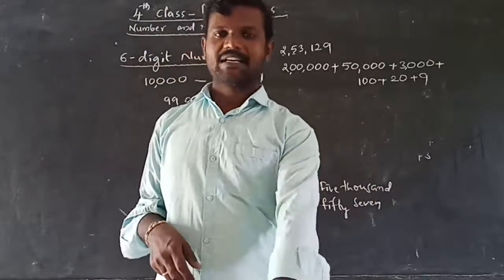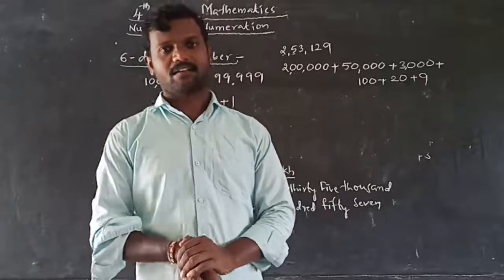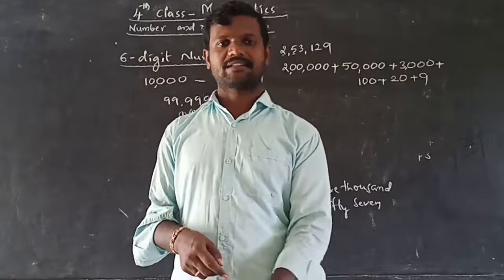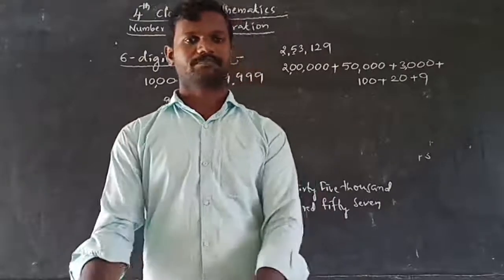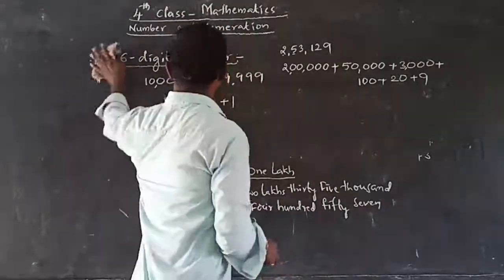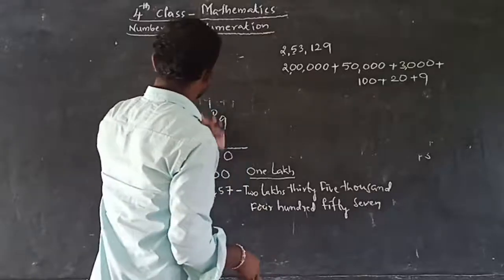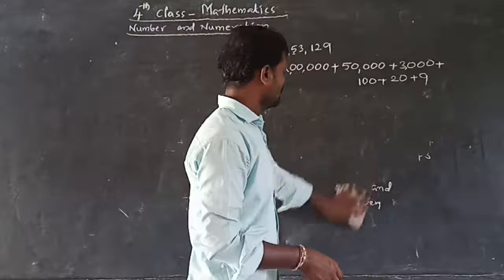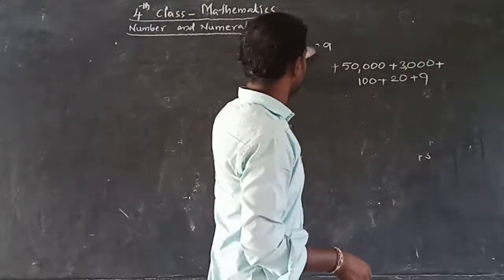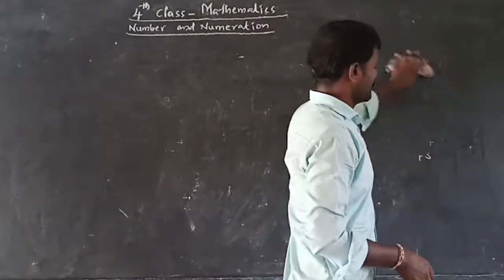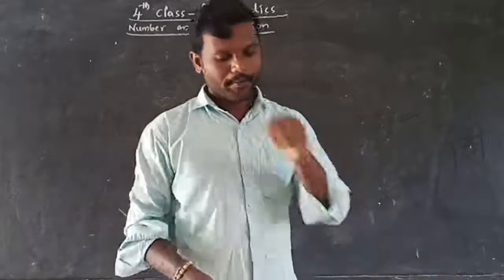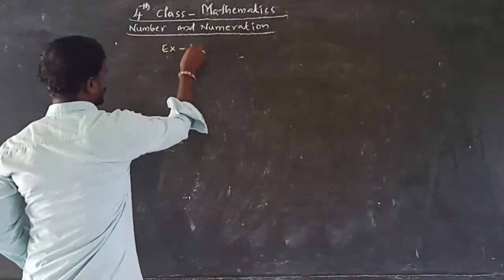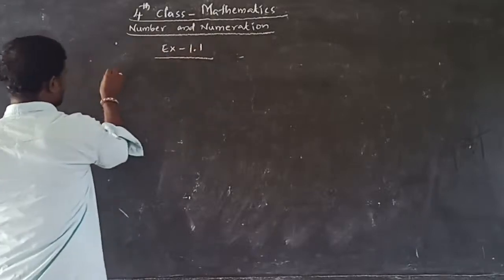Now open the textbook page number 10 and observe the second bit from the first exercise. Exercise 1.1 second bit. Okay. Exercise 1.1 you have to observe. In that exercise, the first bit is completed by the chart. Which chart? Abacus chart. Okay. Second bit, exercise 1.1 second bit.